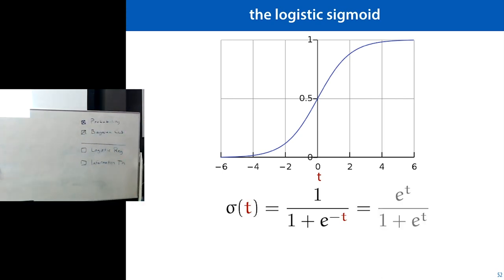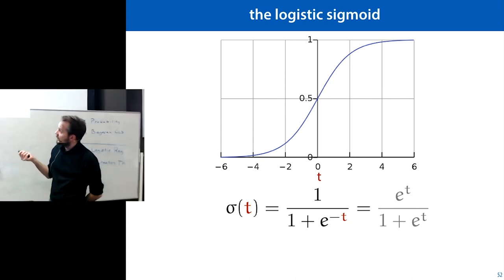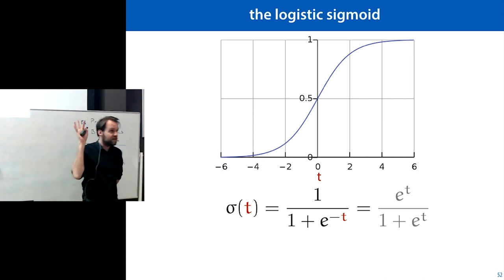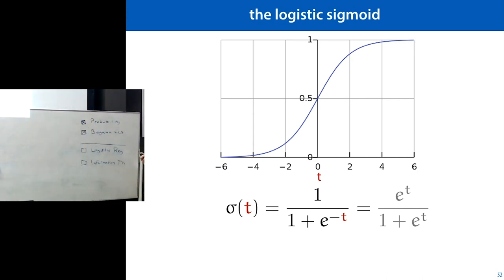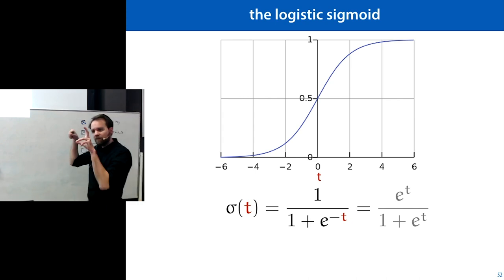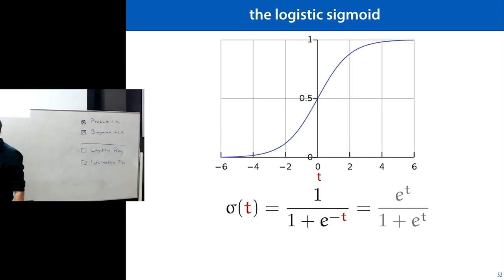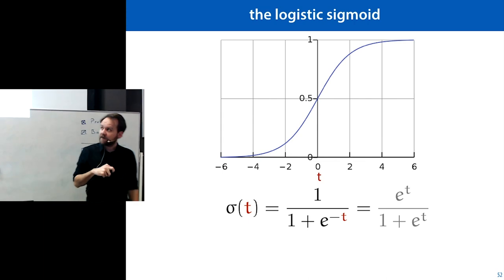As a formula, it looks like this. 1 over 1 plus e to the power of minus t, where e is Euler's constant. There's no real intuition for this. You can also write it like this. If you're into it, you can do a little exercise and see if you can rewrite it like this. But if not, just take my word for it.